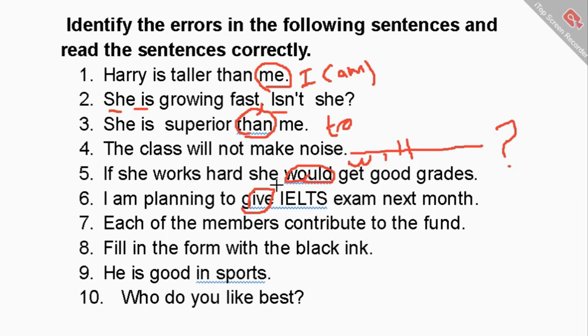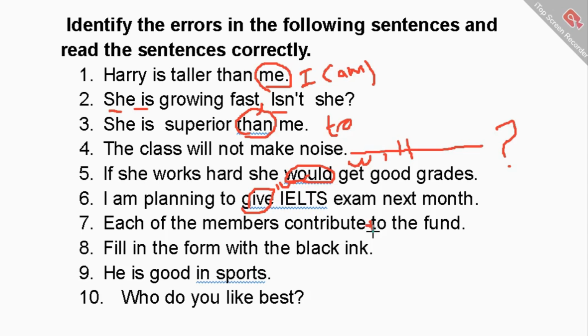Next one, each of the members contribute to the fund. Now here we are talking about each, which means singular. So the verb should be singular. So instead of contribute, you should use contributes. We just need to add S. It's not a plural, because here we are adding S to the verb. That's the simple present we use with singular.